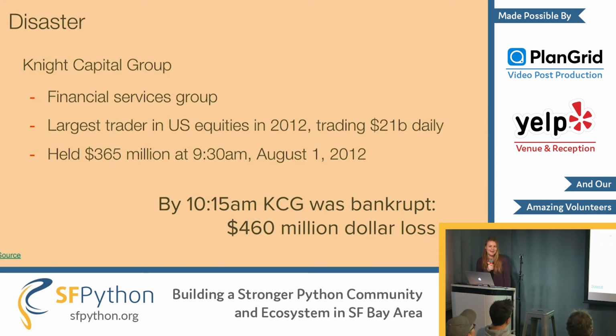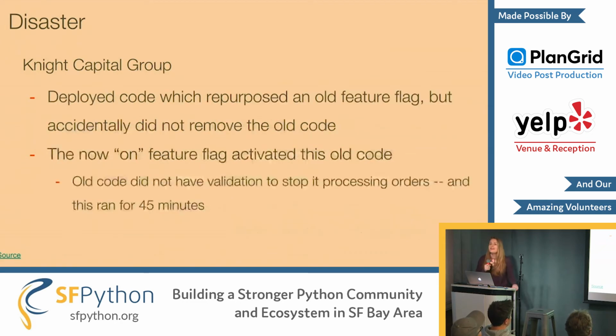Be like, why? I'll tell you. They had deployed code that repurposed an old feature flag, right? But they forgot, or they didn't forget, but they accidentally did not remove the old code. So we have a feature flag that's all of a sudden on, activating old code that didn't get removed. So what did this old code do? It continuously processed orders without stopping. So they're a trading company, not a great thing as a trading company.